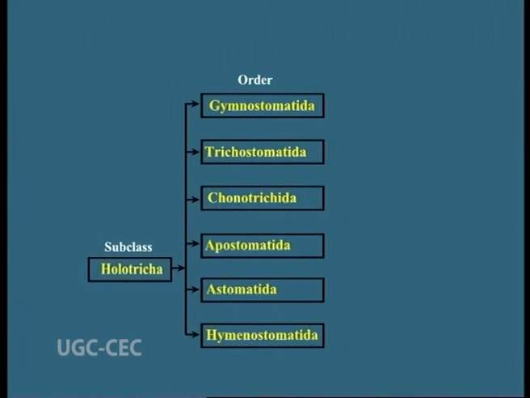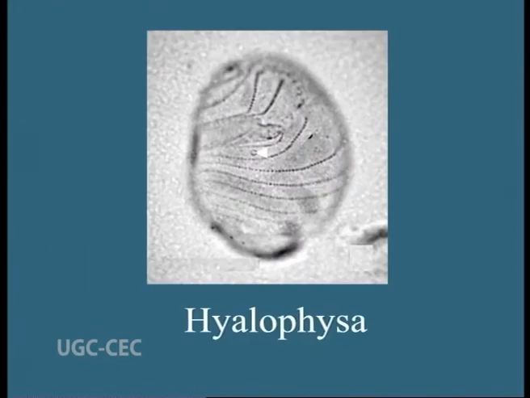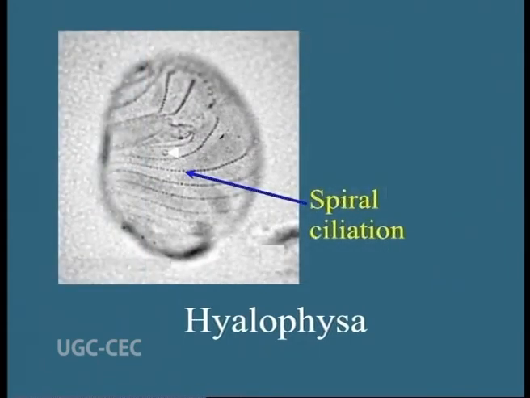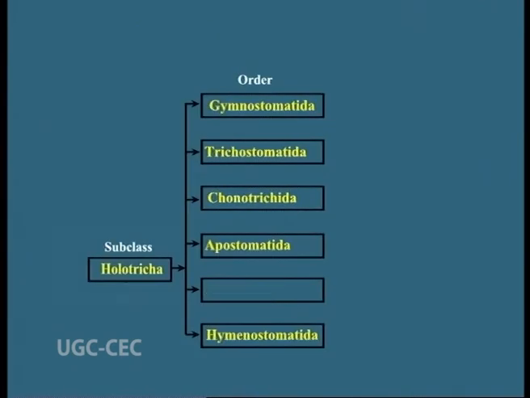Order Apostomatida, and the example is Hyalophysa. Body with spirally arranged ciliation and the cytostome mid-ventral. Marine parasites or commensals. Life cycles complex involve two hosts.